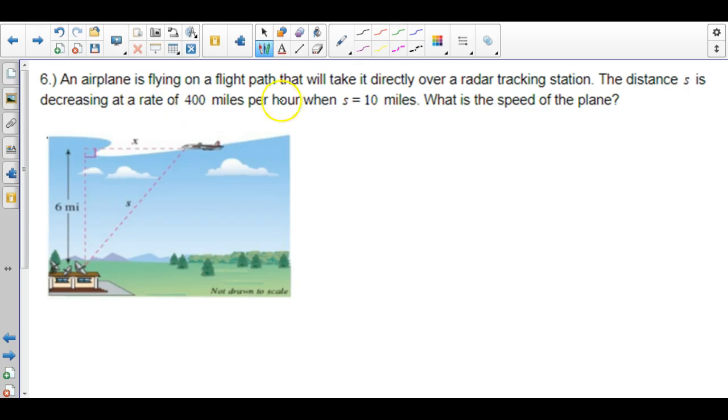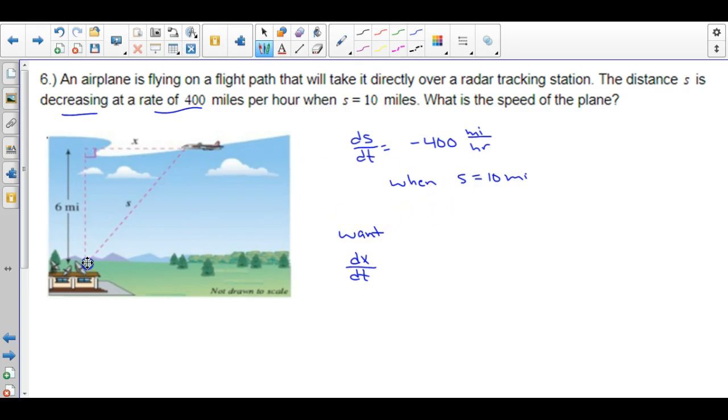So I want to start off just identifying again some of the information. The distance S is decreasing, that's big, at a rate of 400 miles per hour. That means that ds dt is equal to negative 400, I'm going to throw my units on here, miles per hour, and that's when S equals 10 miles. We want to know what the speed of this plane is at that time, which is going to end up being the change, dx dt, that the plane is moving at. So we want dx dt, because that'll tell us horizontally how fast this plane is going.